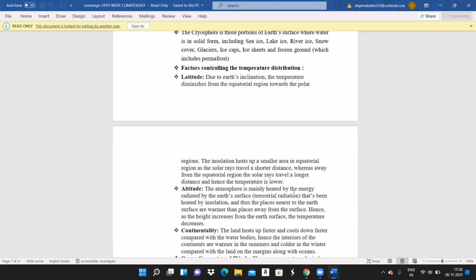You all know that when we go to the poles, the temperature is freezing. Why does it freeze? Because the sun's rays fall more and more slantingly. For example, the North Pole and the South Pole have 6 months of winter, 6 months of day and 6 months of night. Why do they have that? Because the sun's rays do not reach over there.